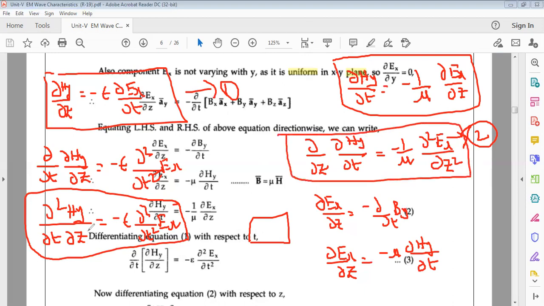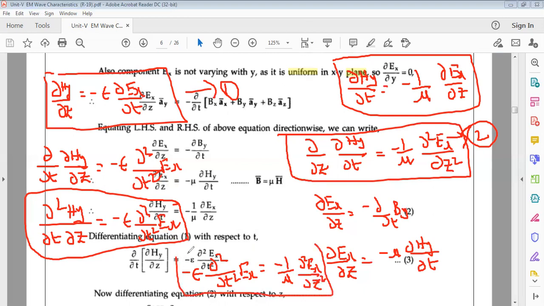On the left-hand side, ∂²Hy/∂t∂z is equal to minus epsilon ∂²Ex/∂t², and here minus 1 by mu into ∂²Ex/∂z². Here it is t squared and here z squared. Now, after comparing these two equations, you can write minus epsilon into ∂²Ex/∂t² is equal to minus 1 by mu into ∂²Ex/∂z². On both sides there is a minus, so it becomes a plus.